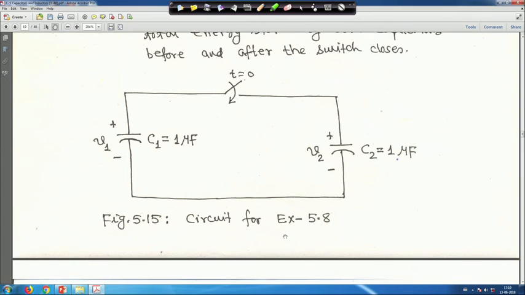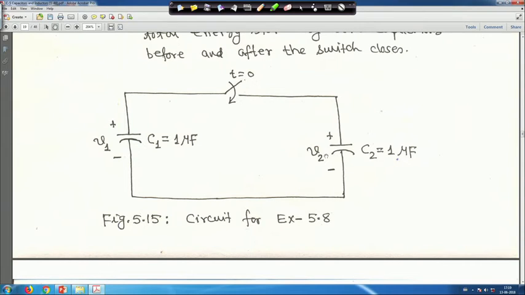So, this is the diagram. It says that before closing the switch, this voltage V1 was 100 volt and V2 was 0 volt, right. This one is uncharged, and you have to calculate what is the total energy before closing the switch, and what is the total energy after closing the switch. Here we will see some funny thing, right. Both are 1 microfarad each, but V1 is given before the switch is closed, it is 100 volt, but here V2 is equal to 0.